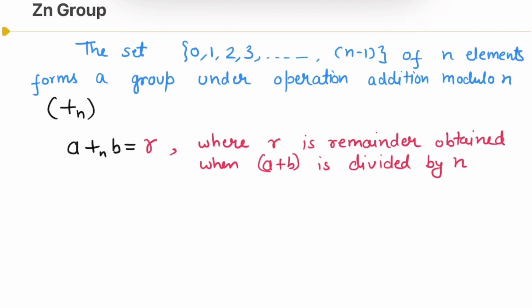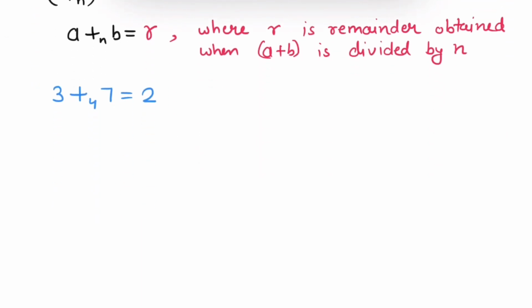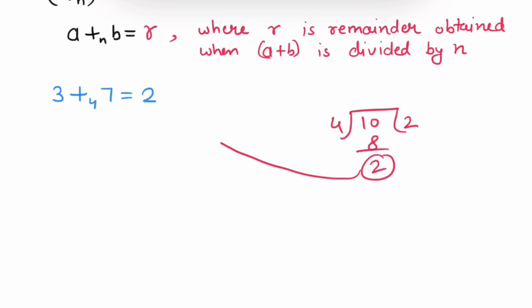Now take an example. 3 addition modulo 4 of 7, what does this equal? This equals 2. Why so? Because 3 plus 7 is equal to 10, and when 10 is divided by 4, the remainder is 2. I hope you got the idea what kind of operation we are dealing with. Now let us understand this group by taking an example.